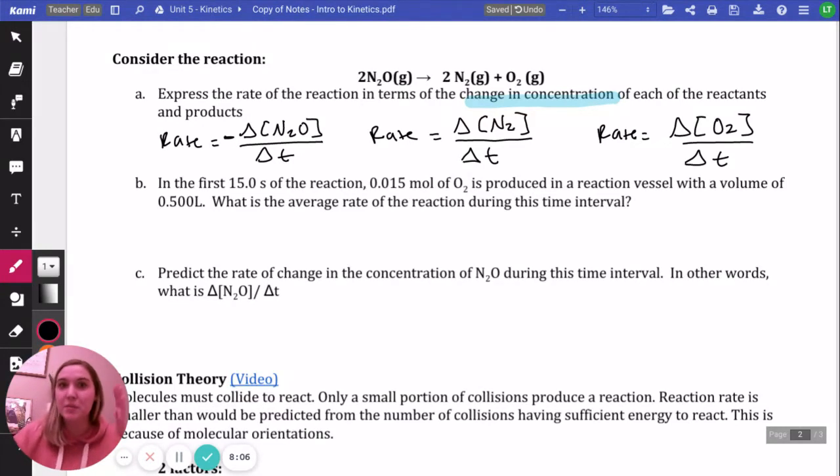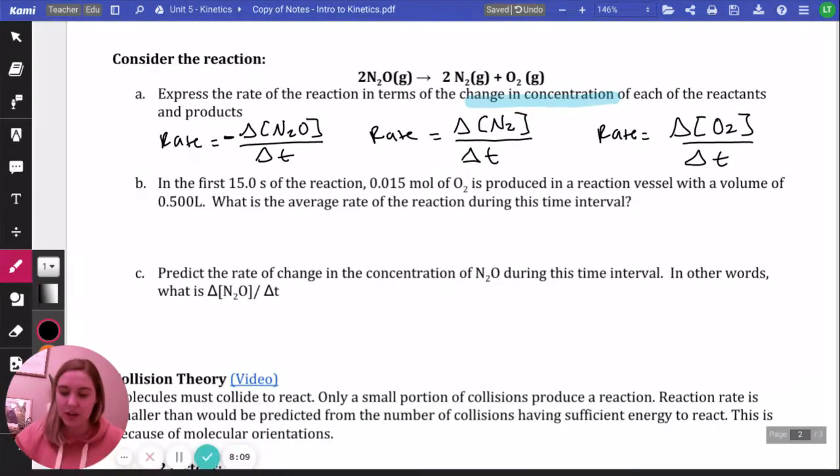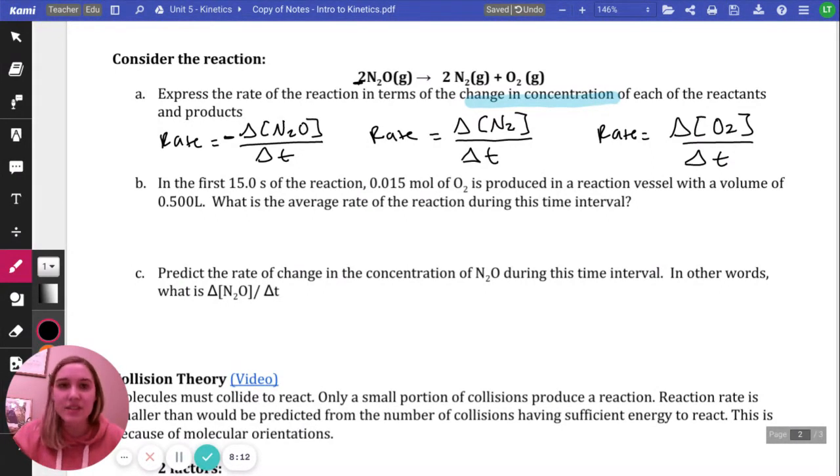Now, these rates are going to be different because we have different coefficients. So right here, since I have 2 moles of dinitrogen monoxide for every 1 mole of oxygen, my rate of disappearance of dinitrogen monoxide is going to be twice the rate of formation of oxygen, since for every 2 moles that decompose, only 1 mole of oxygen forms. So our rates aren't going to be the same. And if it did ask you to write them the same, you'd have to use the coefficients of your balanced equation to figure that out. So just to let you know.